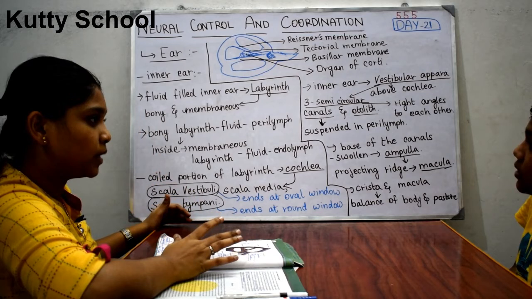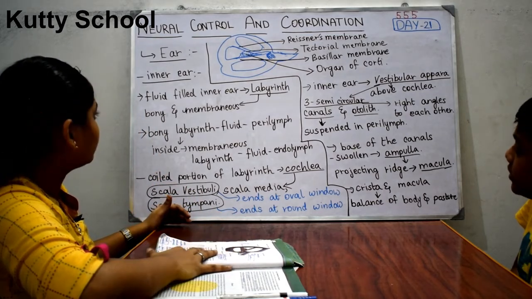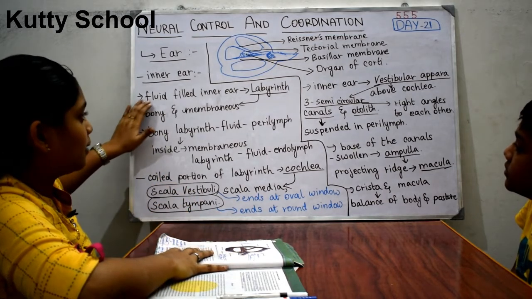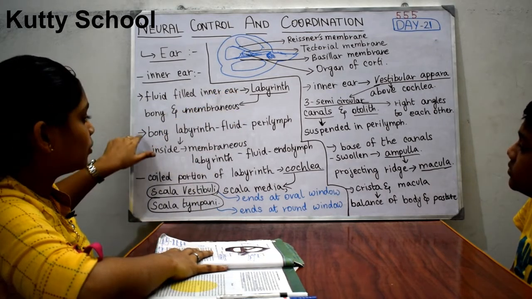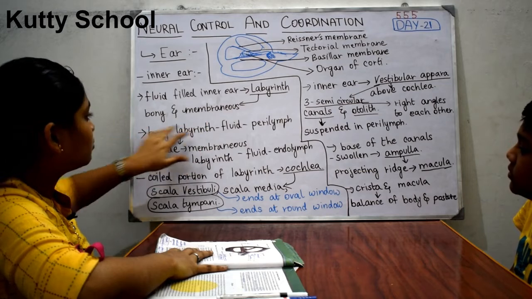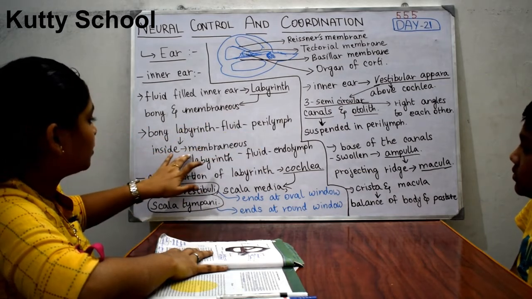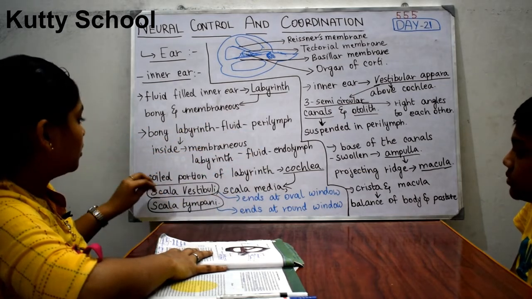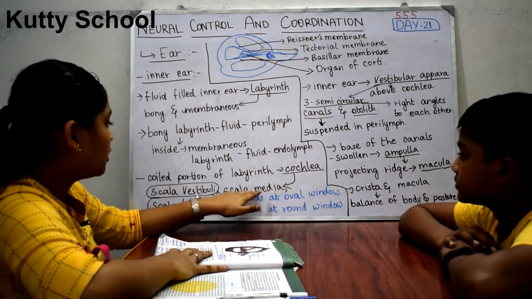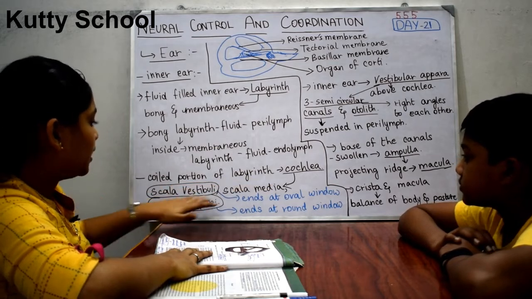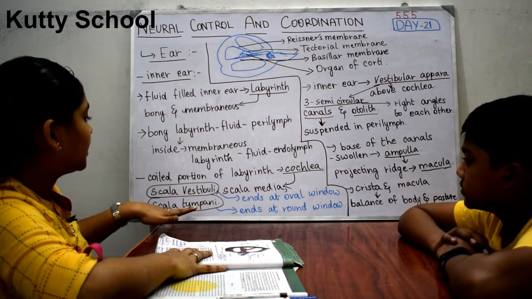Can I explain it again? Yes. The inner ear contains the labyrinth, bony and membranous. Inside the bony there is the membranous. Fluid filled in the bony is perilymph, and fluid filled in the membranous is endolymph. The coiled portion of the labyrinth is known as cochlea. This cochlea is divided into scala vestibuli, scala media and scala tympani.